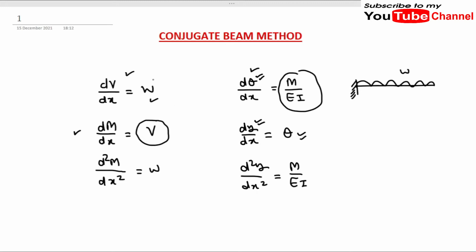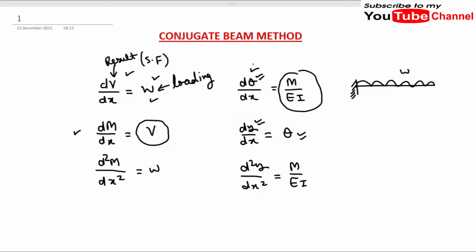If we apply this w, we get shear force. So this is our loading, and this is our result. What is this? This is our shear force. Let me write it here: shear force.